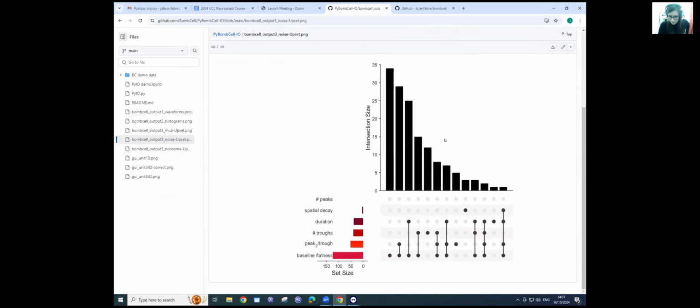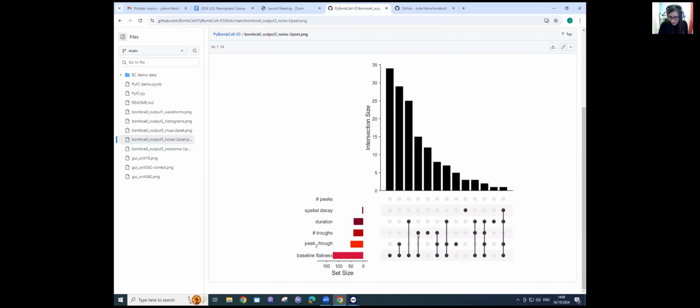So on these plots, you have, for each of the quality metrics, the number of units that are removed by that metric here, and this is the set size part. And then you can see how many units removed by one metric were also removed by other metrics. So for instance, the question was, how many units are removed by the number of troughs? That's about 45. And if you look at this dot here, which has no other connecting lines, this corresponds to the units removed only by this one metric, and that's 12.